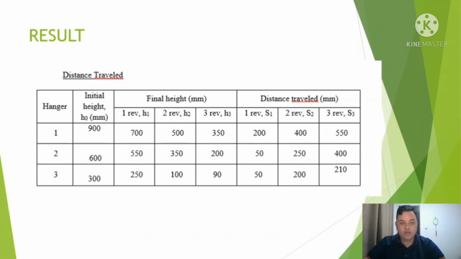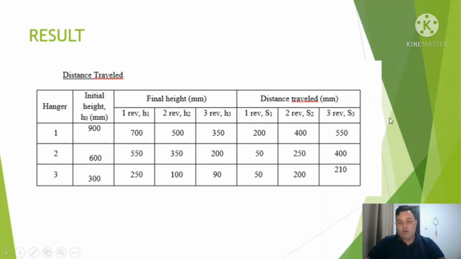As we can see here, the initial heights are 960, 600 and 300 millimeters, and for the final height, for one revolution it is 700, for two revolutions is 500, and for the third revolution is 350. For the second hanger it is 550, 350 and 200, and for the last hanger is 250, 190 millimeter. As we can see, at this final height the number is decreasing, right?